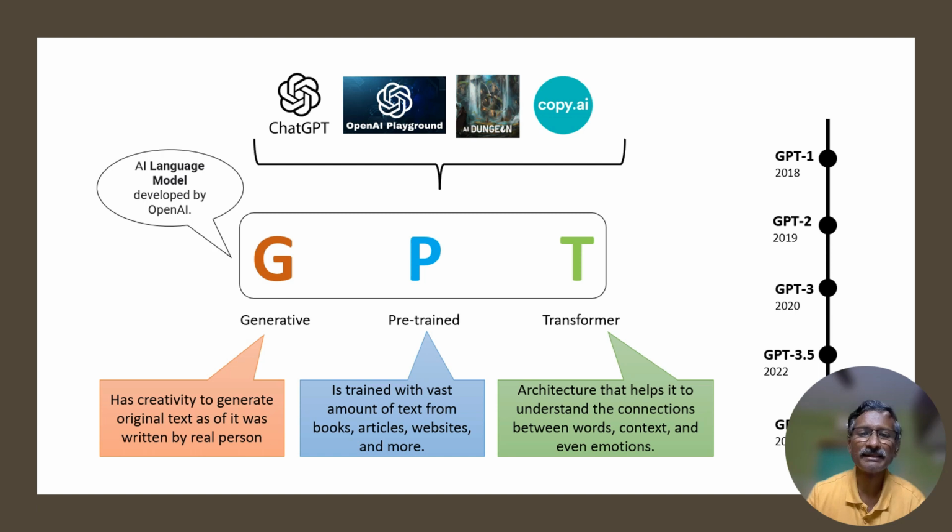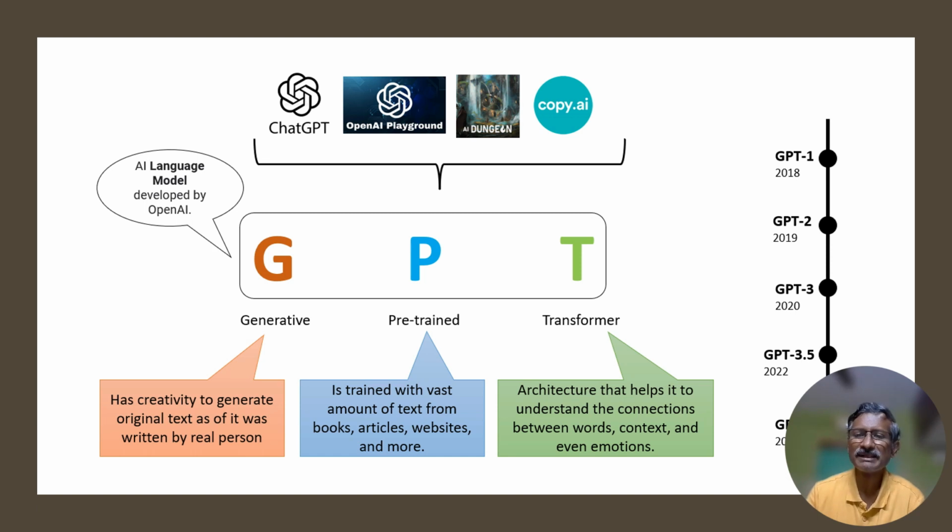So you can see that generative is again a simple explanatory term. It has the creativity to generate original text that looks very true, new and original. Now transformer is not fully explainable in a simple concept. It is a little complicated machine learning concept.